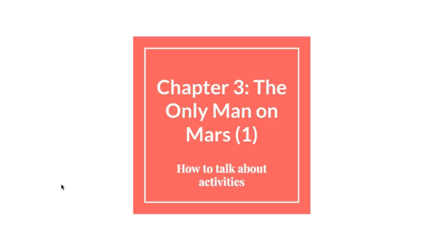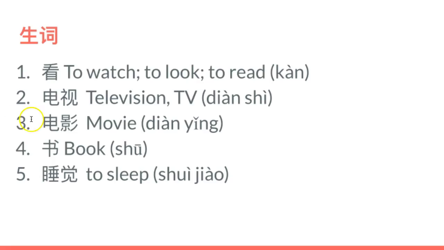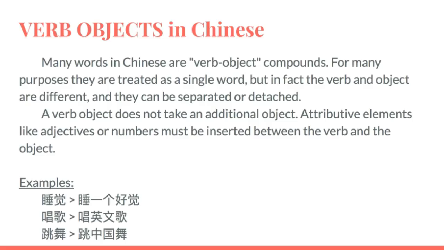在第三课we're going to talk about activities and hobbies, right? 我们的爱好。Okay, 一看，二电视，三电影，四书，五睡觉。All right, now before we start talking about actions, the very important grammatical concept in Chinese is verb objects.